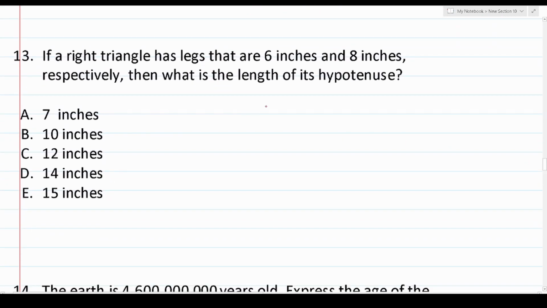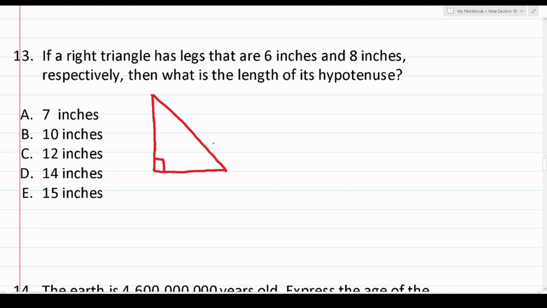All right, number 13 says, if a right triangle has legs that are 6 inches and 8 inches respectively, then what is the length of its hypotenuse? So for this one, especially if you haven't seen a right triangle in a while, it might be helpful to make a nice little diagram. Again, this is a right triangle, so we're going to denote its right angle with one of these symbols. And in a right triangle, you have 3 parts. You have 2 legs and a hypotenuse. The hypotenuse is always directly across from the right angle. So this right here, this side, is our hypotenuse.